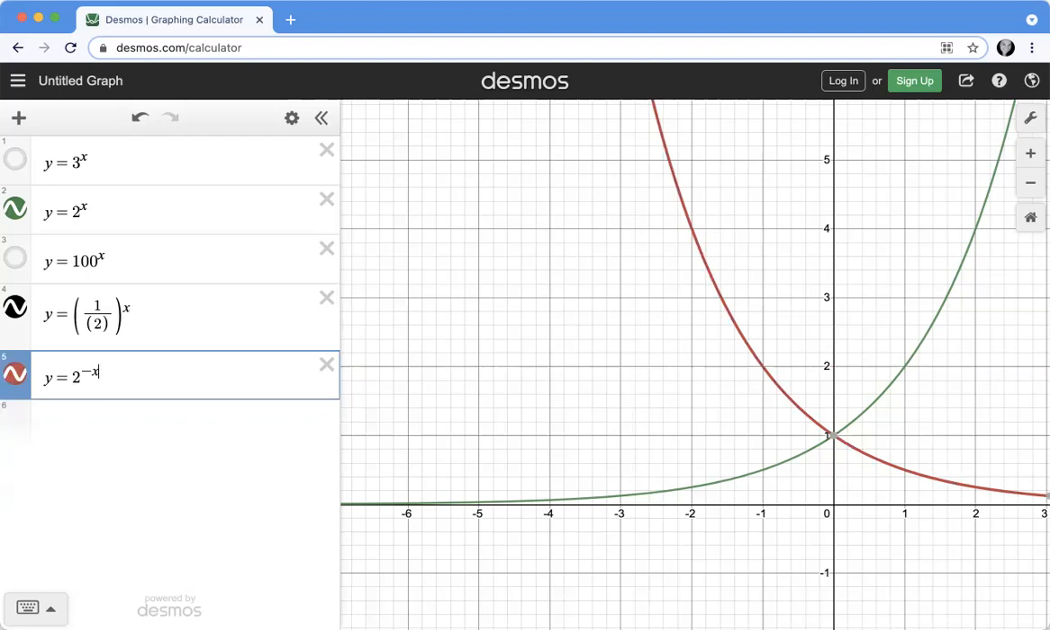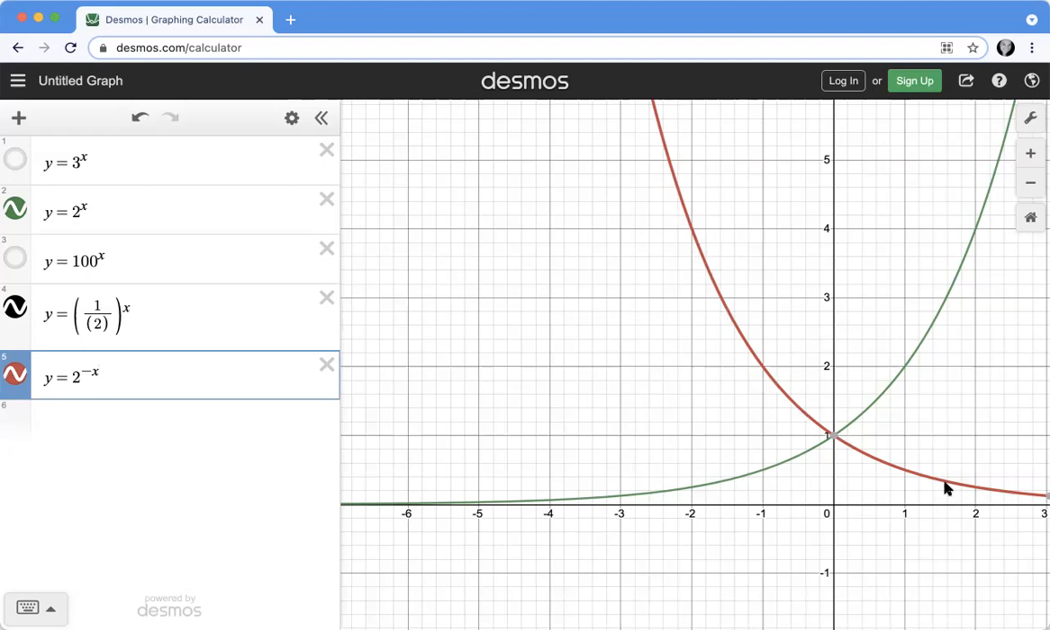Another way to write 1/2 to the x is to write 2 to the opposite of x. These two, 4 and 5, are exactly the same graph. 1/2 to the x is just 1/2, right? That's 2 to the -1. So this becomes 2 to the opposite of x.